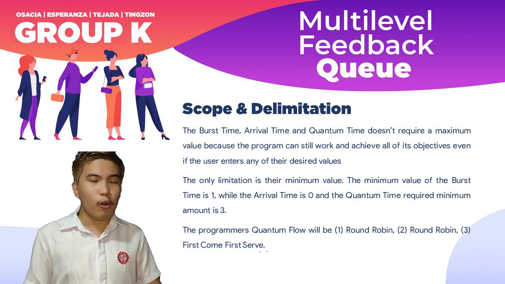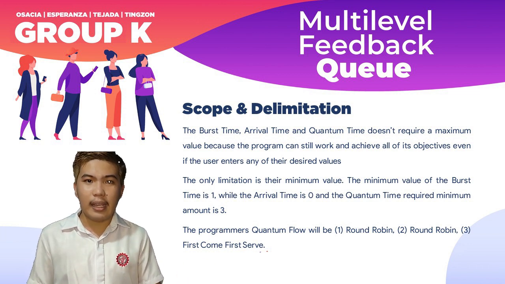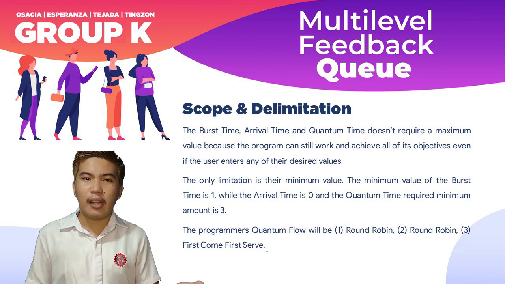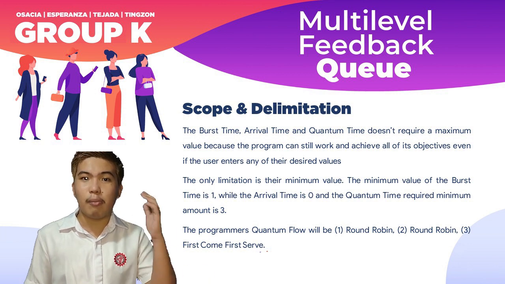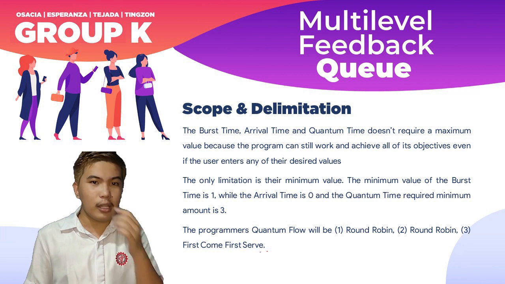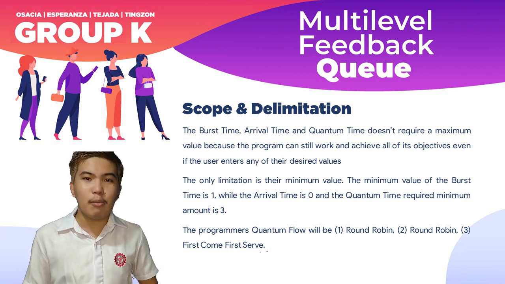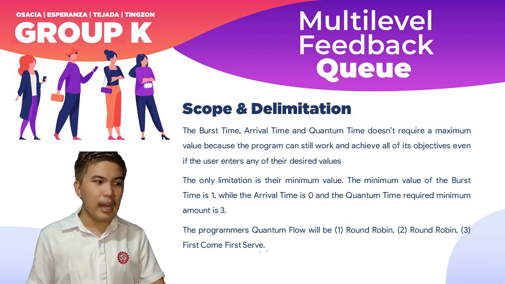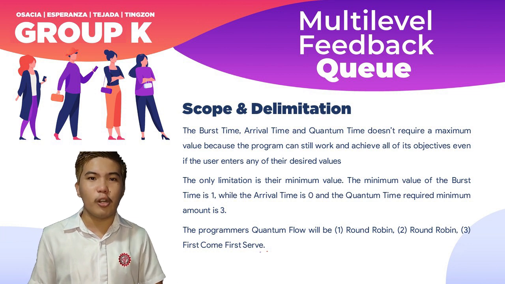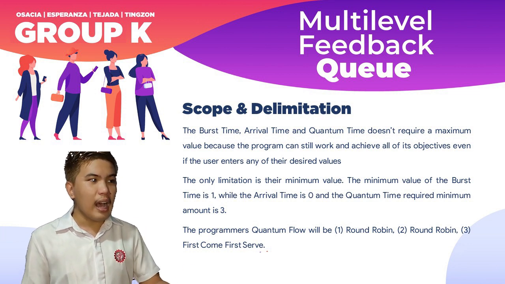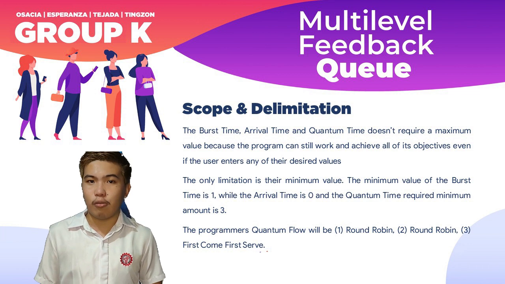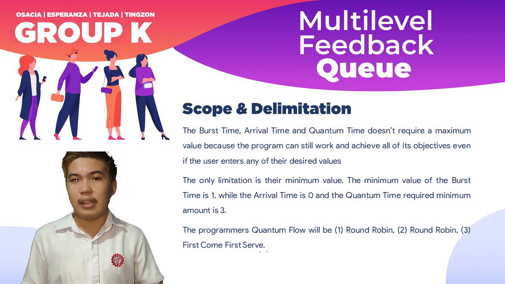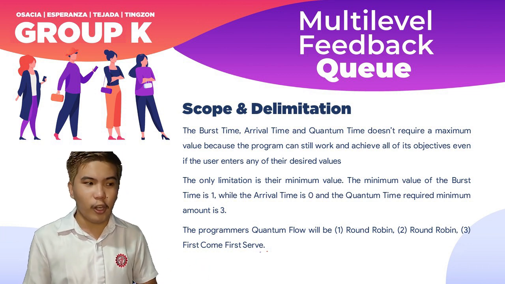3 will be the minimum amount that you can enter. This program will also display a message box if you fail to meet the values that the program needs. That's why you need to follow the minimum and maximum amounts of the values in order to get the answer for your multi-level feedback queue scheduling algorithm, for the different data sets that you want to enter.